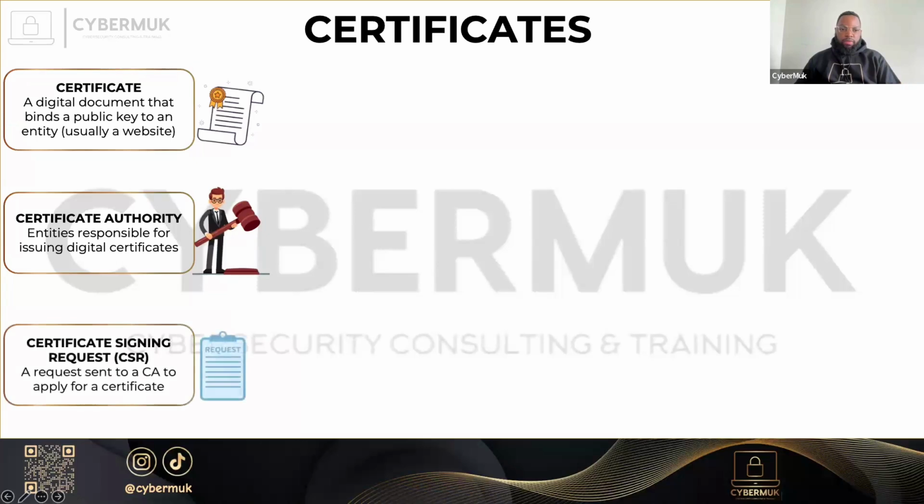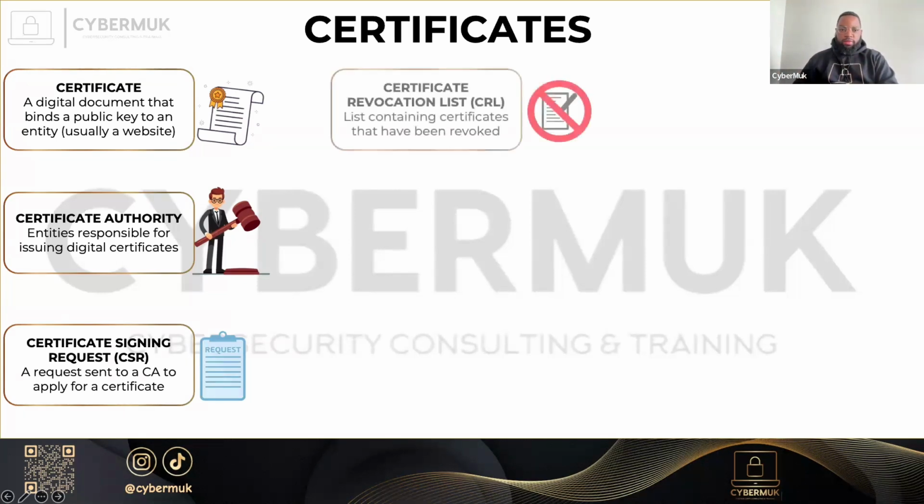That's a certificate authority. A certificate signing request is a request sent to the certificate authority to apply for a certificate. Just like when you go to the DMV and you fill out the forms to get your driver's license, you can send a CSR, a certificate signing request, to a certificate authority to request a certificate, and then they will verify a few things and give you a certificate. A certificate revocation list, CRL. Certificate revocation list, this is a list containing the certificates that have been revoked.